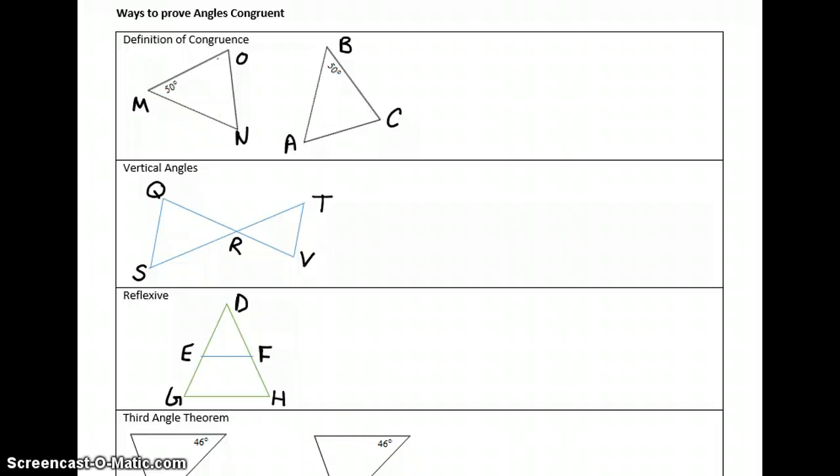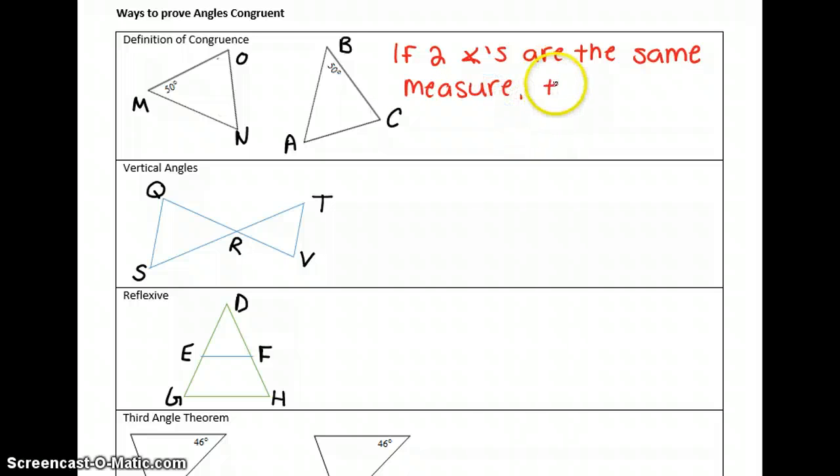First is the definition of congruence. The definition says, if two angles are the same measure, then they are congruent. In this picture here, angle M and angle B are both marked 50 degrees, so I know that angle M is congruent to angle B.